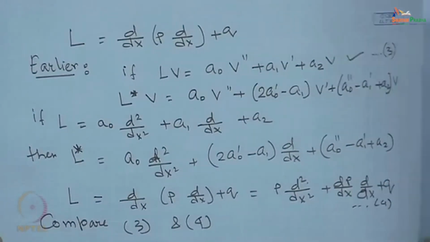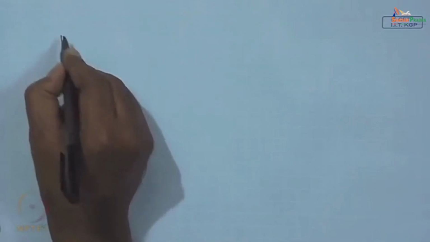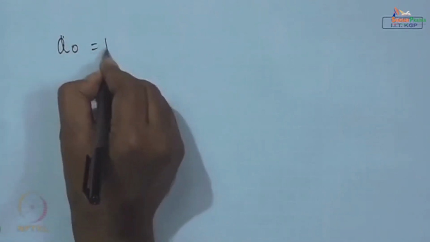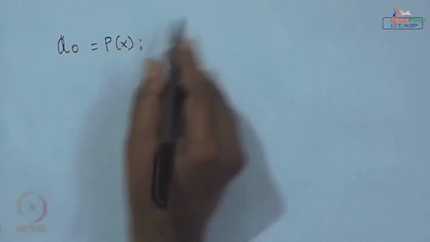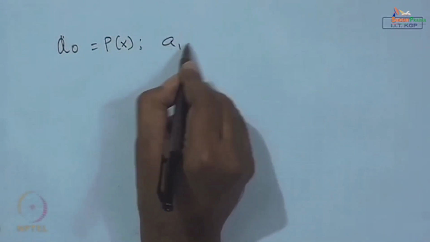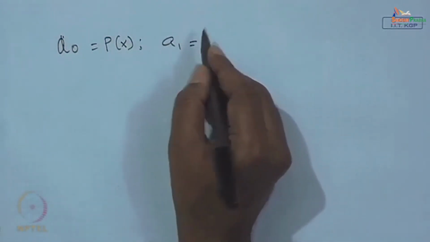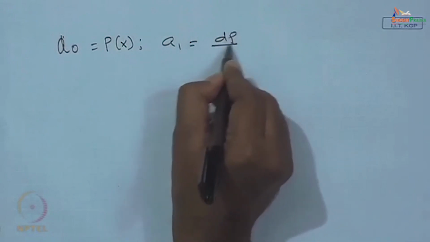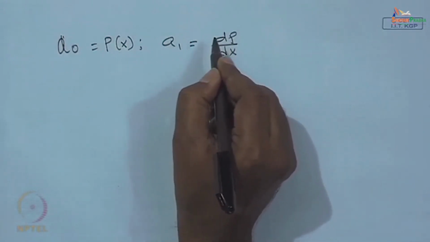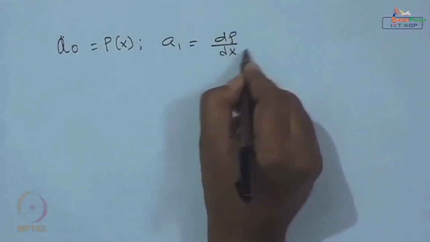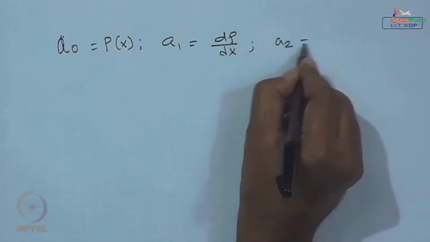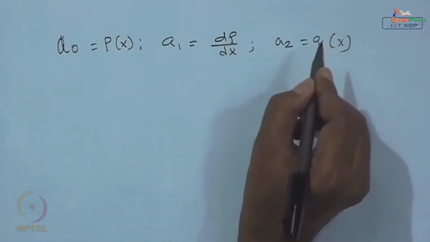So, therefore, by comparing we can write A0 is nothing but p of x, A1 is nothing but dp/dx, and A2 is nothing but q of x.